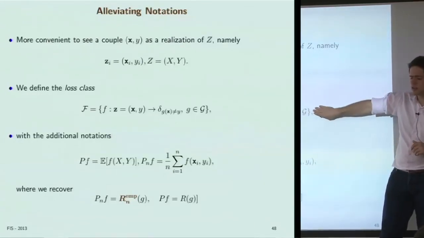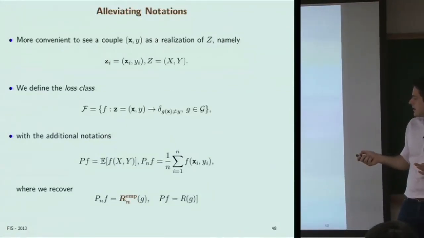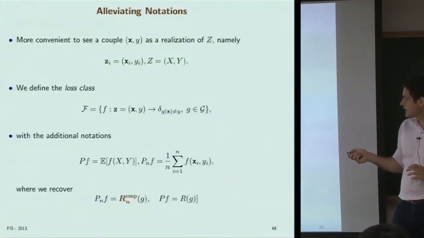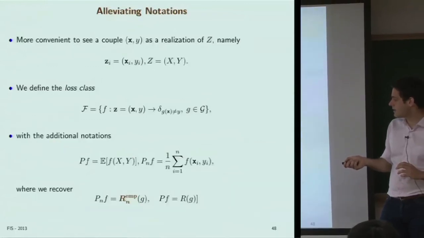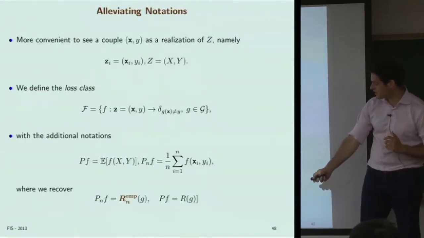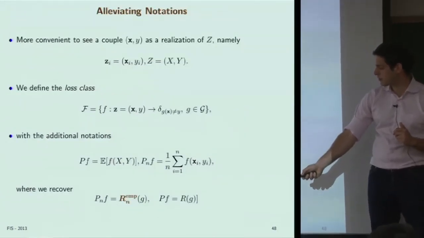So why am I using those notations which are a bit heavier? Well, because I just want to highlight the fact that the loss of a function g can be simply seen as the probability operator P applied on f, that is just the expectation of this function f, and that the empirical loss of the function g is just simply an empirical operator applied on f. Okay? So from now on, it's a bit easier to write the empirical loss of g just simply as this operator Pn of f.